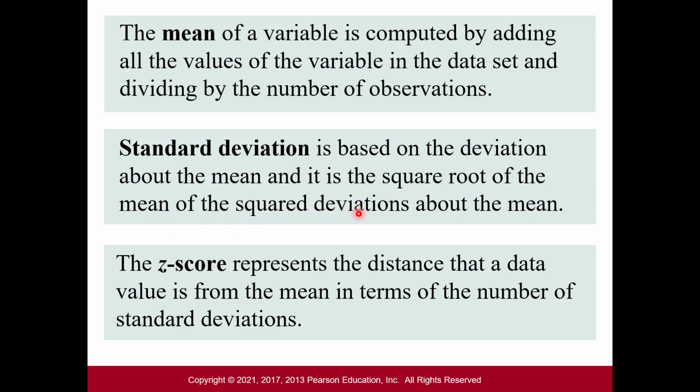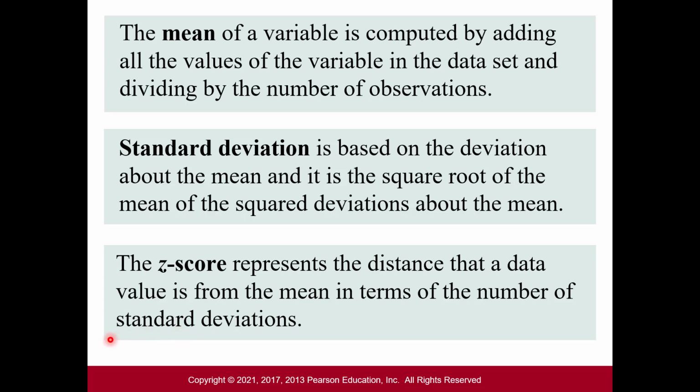And then we've also talked about z-scores, and a z-score represents the distance that a data value is from the mean, and we talk about that distance in terms of the number of standard deviations, like it's one standard deviation away from the mean, or 2 or 3 or so on.